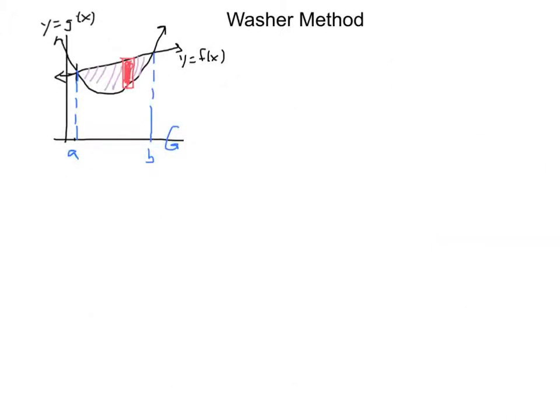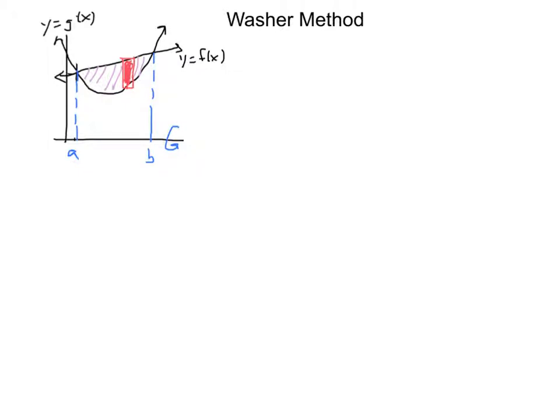Now let's take a look at what's called the washer method. The idea behind the washer method is I'm going to take a region and revolve it around a horizontal or vertical line. When I do that, if I take this region here and revolve it around the x-axis, what I'm going to generate is a disk that has a hole in it. And I need to find the volume of that solid.